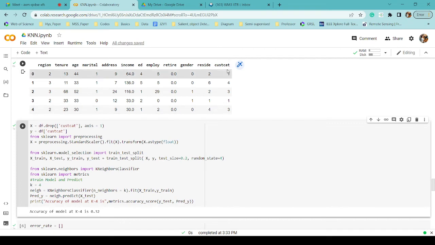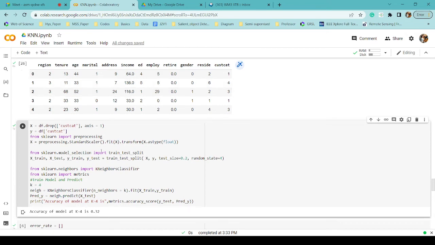This cat is nothing but a customer category, that is, which category a particular customer belongs to. There are different categories of that. We don't need to know what these are. I just wanted to show you how my K values change, if we change different values of K, how you're going to take it.